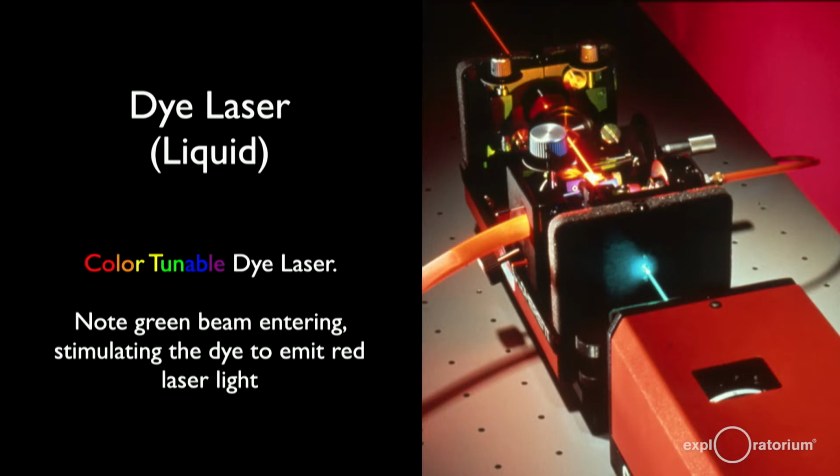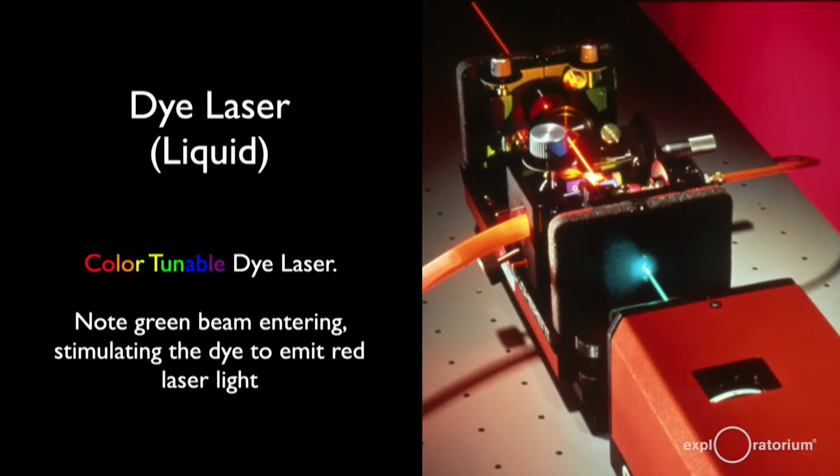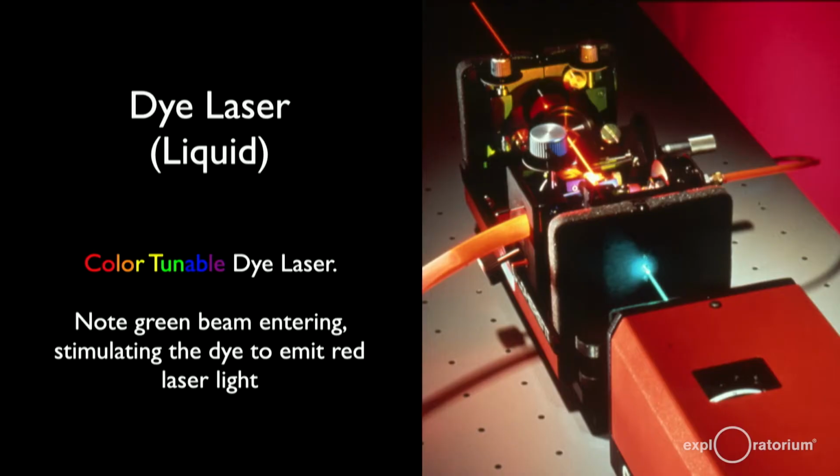And here you can see a dye laser. The dye laser here is just the upper box in the frame. It is being stimulated with another laser. On the bottom part of the frame there, you see a laser that's putting out a green beam of light, and that green beam of light is exciting the atoms inside a liquid dye. And that liquid dye is now glowing. And you can see that there's a red beam that exits the laser up at the top.